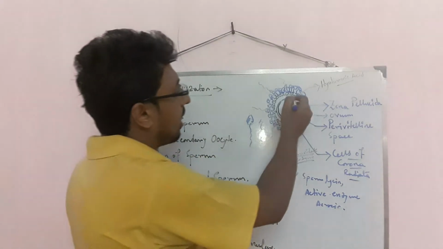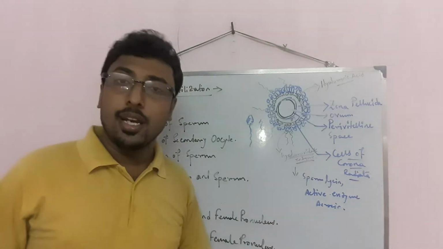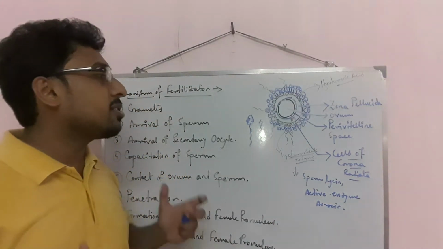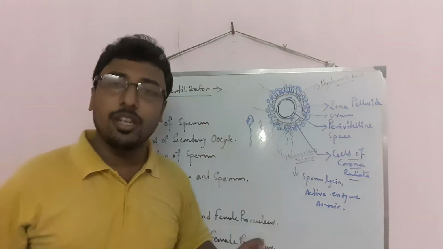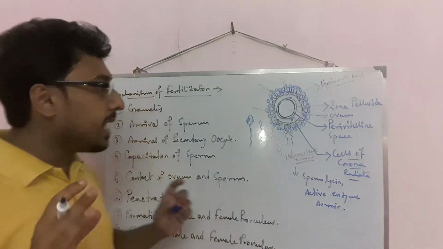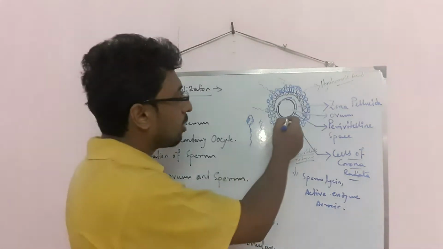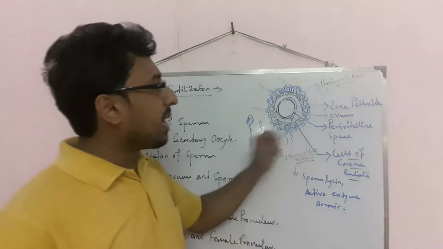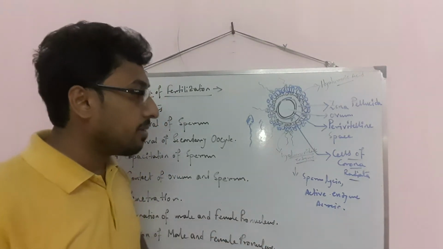And in the second layer, in zona pellucida, there is a ZP3 binding protein. ZP3 binding proteins are present in zona pellucida. They help to bind the sperm nucleus or the head of the sperm into the perivitelline space. So ZP3 protein is very important.